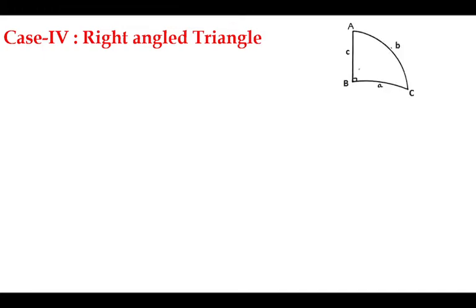In the diagram, you will observe the angle capital B is 90 degrees. Angle capital B is 90 degrees, so it is a right angled spherical triangle. To solve problems on a right angled spherical triangle, step number 1, you should draw the Napier circle.